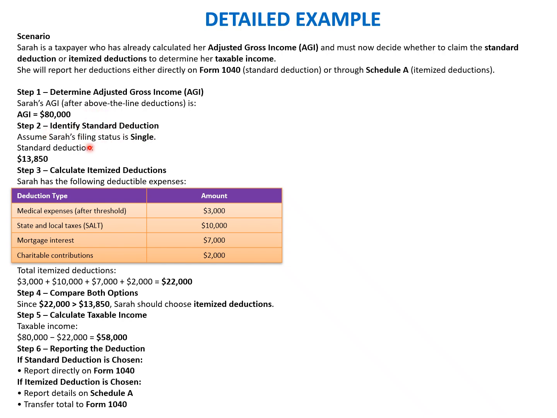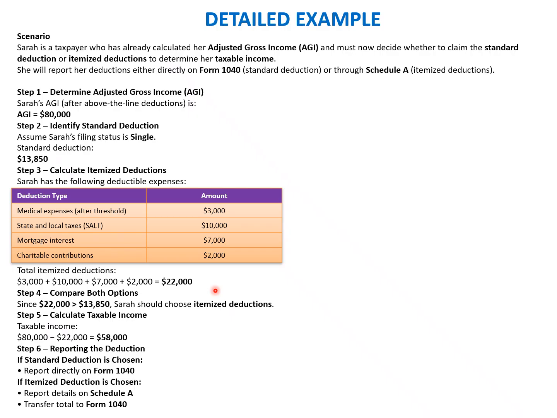Step two is to identify the standard deduction. The standard deduction as per the single filing status is limited to 13,850. Step three is to calculate the itemized deduction. So she has the following itemized deductions: medical expenses, SALT taxes, mortgage interest, and charitable contributions. Total itemized deduction is 22,000.